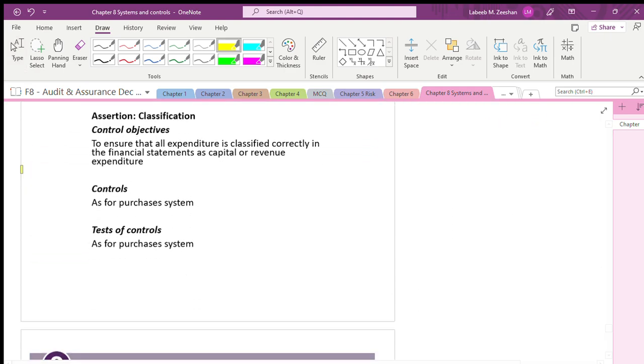Now, what we are doing is talking about the classification. When you are talking about classification, we are classifying whether it is a capital cost or a revenue cost. The most important thing is that this happens at the first stage. Whether it is capital cost or revenue, it will be treated at the base stage of where? At the stage of purchases.